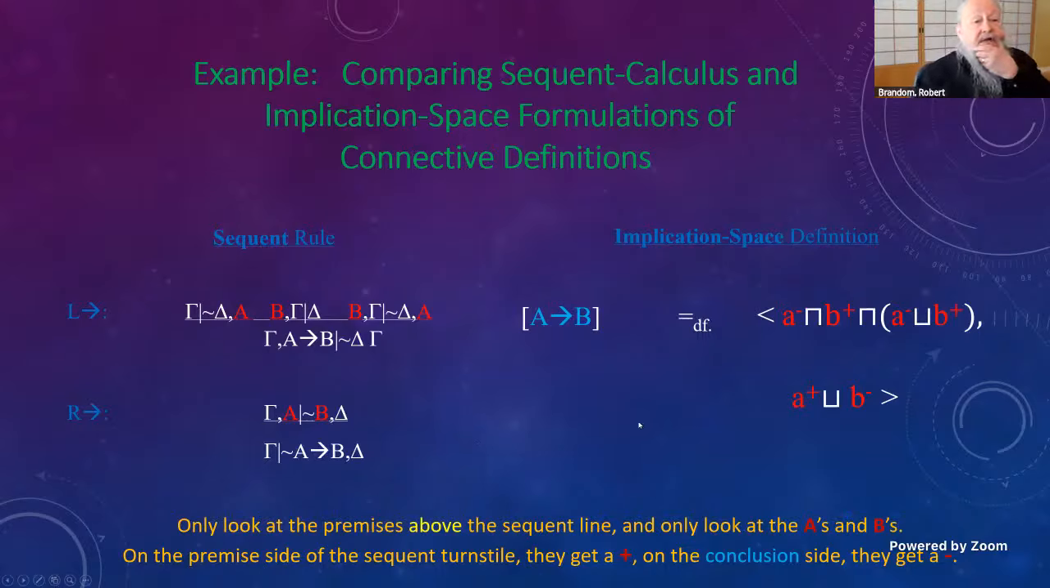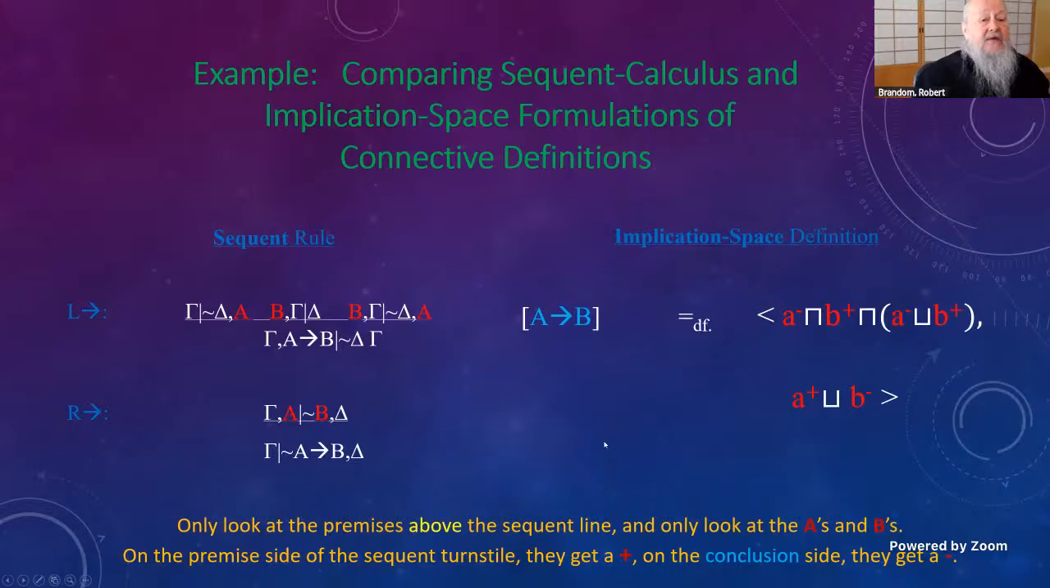Let's look at the crucial conditional. On the sequent side, we've got a left rule and a right rule. And those correspond on the implication space side to the first element and the second element in the semantic representations of them. Now, the sequent rules only deal with what's above the line. They're telling you what function of what's above the line will give you the role of A arrow B as a premise. And here it's saying what sequents above the line give you the role of A arrow B as a conclusion.